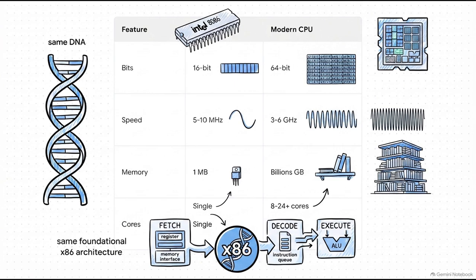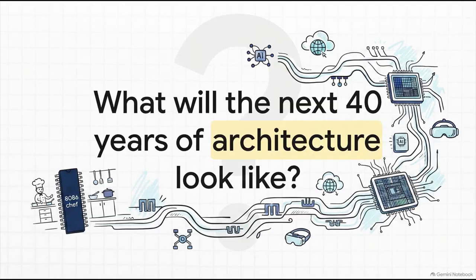But here is the absolute most crucial point. Despite these astronomical upgrades, both processors still rely on the exact same foundational x86 architecture. They both fetch, decode, and execute instructions using registers, memory, and buses. It's the same DNA. The Intel 8086 is, without a doubt, the undeniable ancestor of almost every PC we use today. We've taken a journey from a single chip with 29,000 transistors acting as a simple chef in a kitchen to supercomputers with billions of transistors shaping our modern reality.